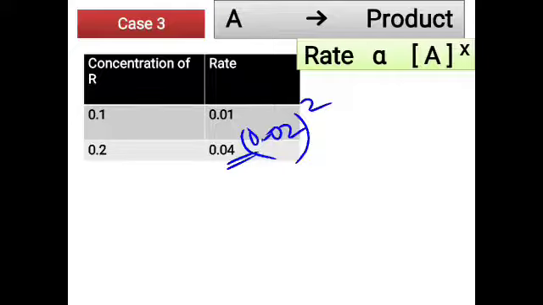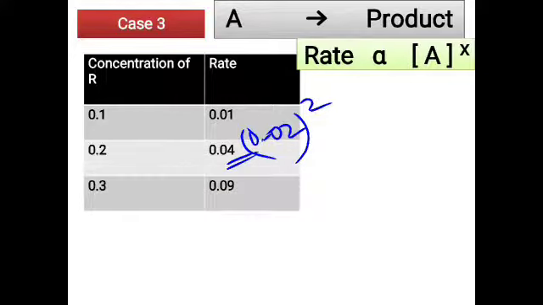Now they started checking the next case. When the next case was done with 0.3 concentration, see what happened to the rate. When the concentration was tripled, we got the rate as 0.09. If you triple the concentration and get 0.03, that would be increasing linearly. But here it is not becoming 0.03. Again, if you square them out, you will get 0.09.